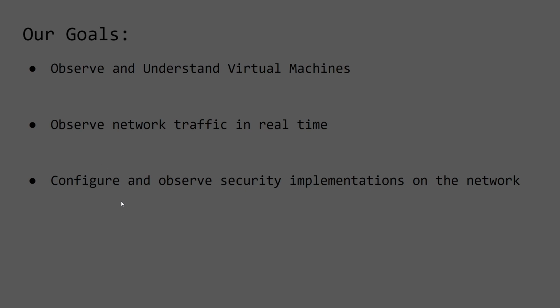And then finally, we're going to configure and observe security implementations, basically just changing our network security settings in Azure on our network. And then we're going to resend packets, receive them, seeing how it affects the network.